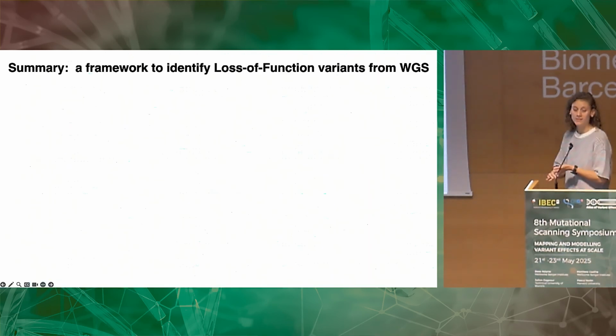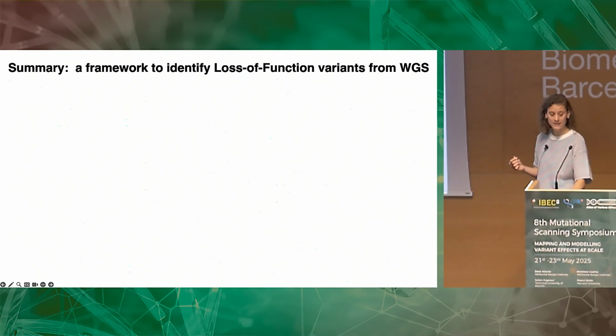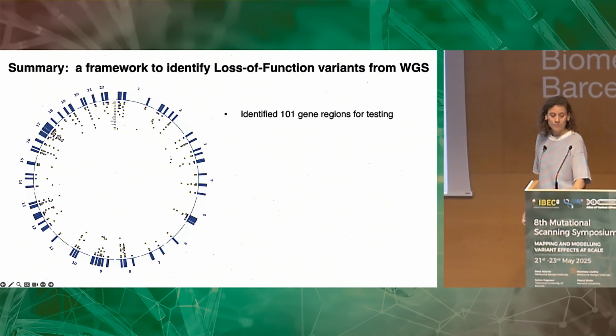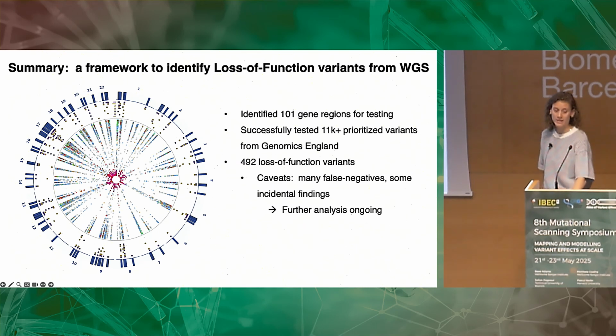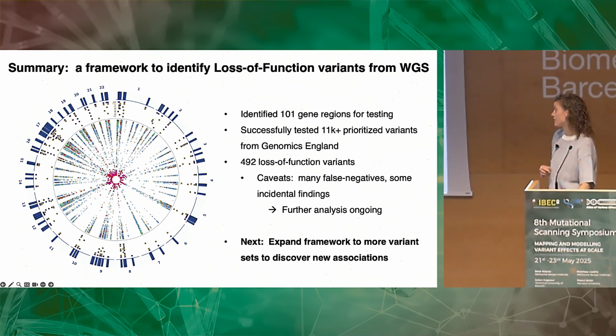So today I presented a framework that successfully identified new loss-of-function variants from whole genome sequencing data across 101 gene regions, by testing over 11,000 prioritized variants from Genomics England and providing 492 new functional hits. It's burdened with many false negatives and incidental findings, but it has the potential to expand the framework to new disease associations.